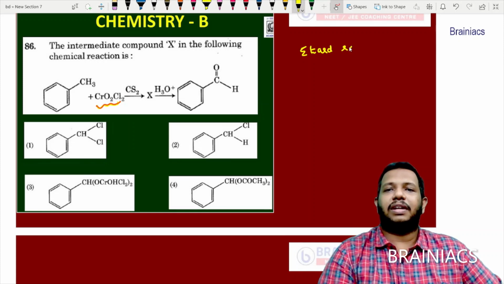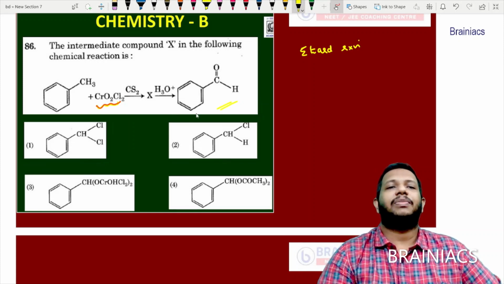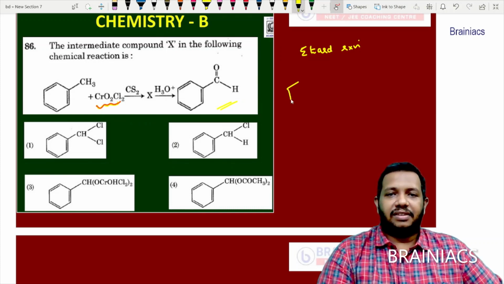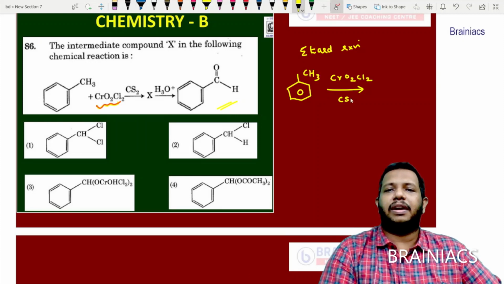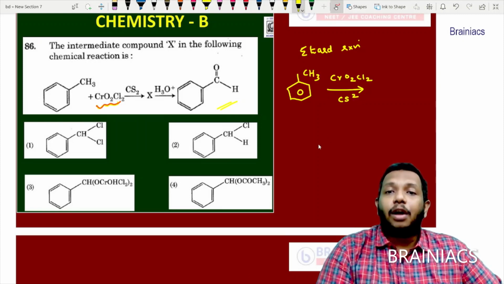This is one of the reactions for the preparation of benzaldehyde. During the reaction, toluene reacts with chromyl chloride, CrO2Cl2, in the presence of carbon disulfide. This is a direct question from NCERT. It will form a chromium complex.